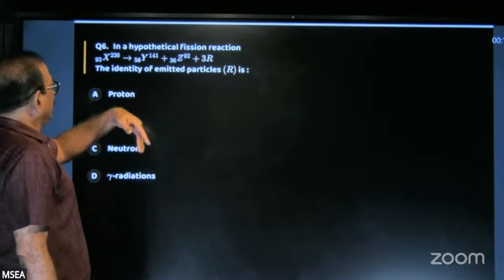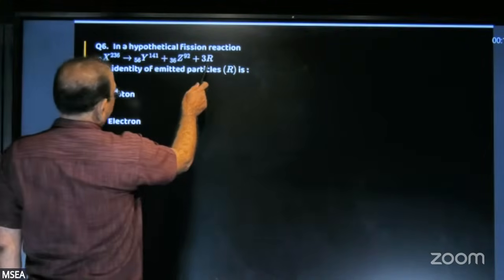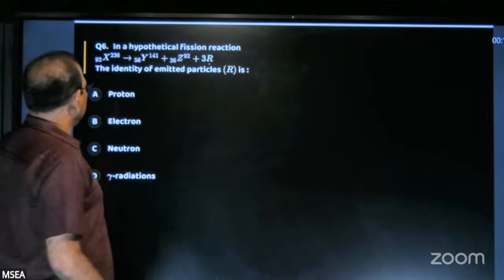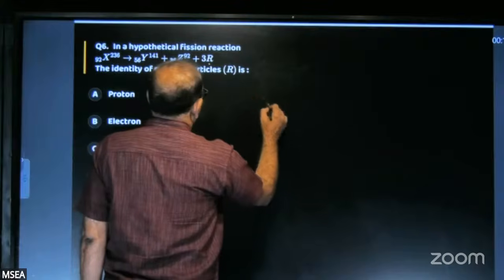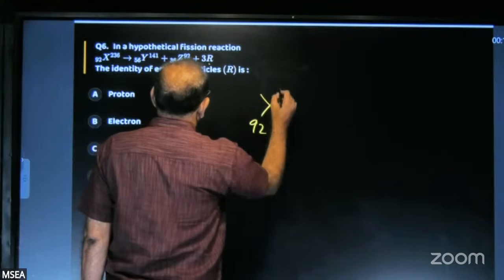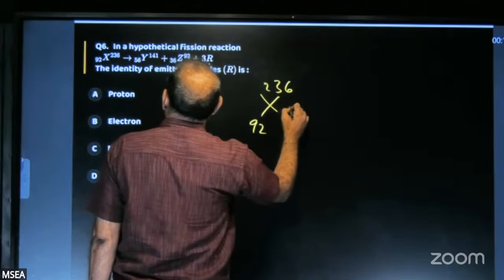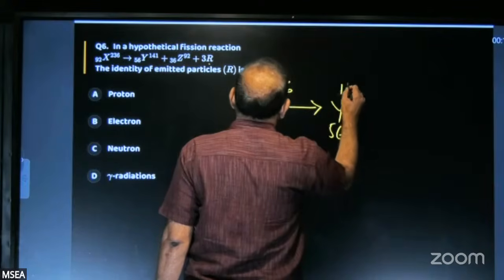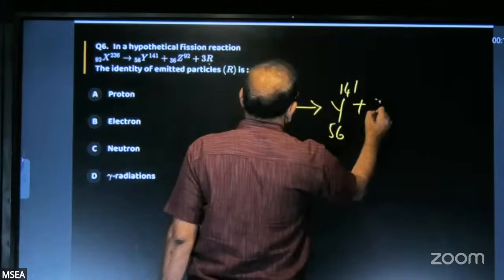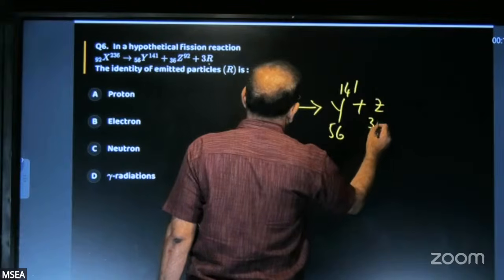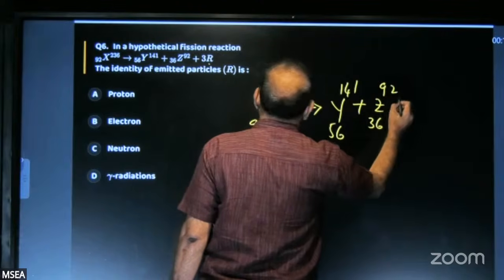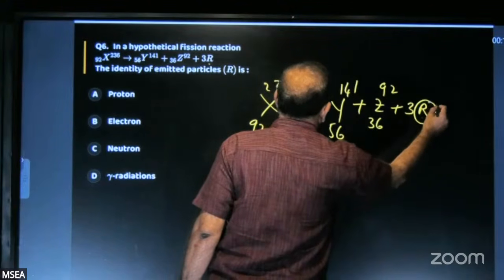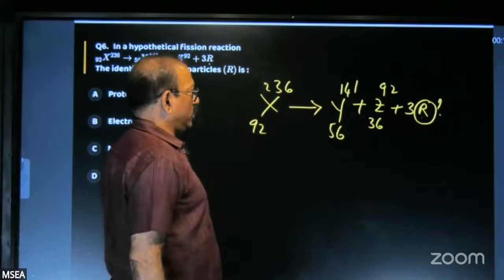So here one reaction is given, and he is asking what this emitted particle R is. Same balancing. X 90 236, Y 56 141 plus Z 36 92 plus 3R. What is this R that is being asked? What is that R?